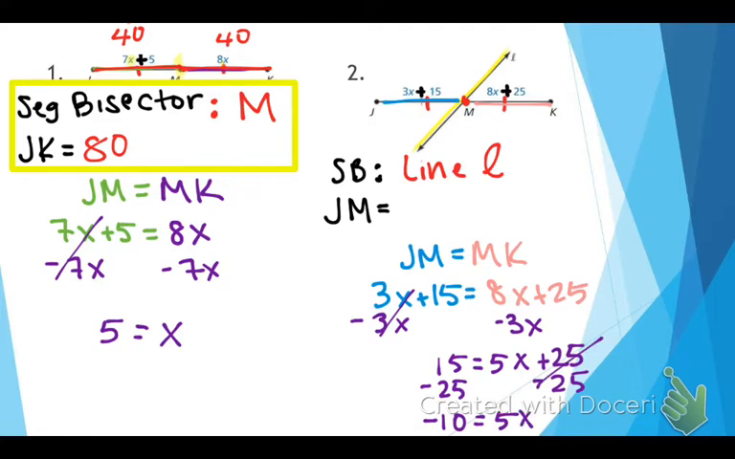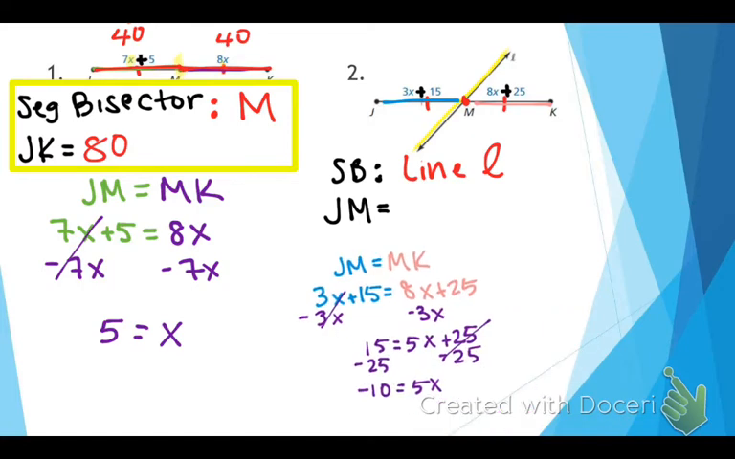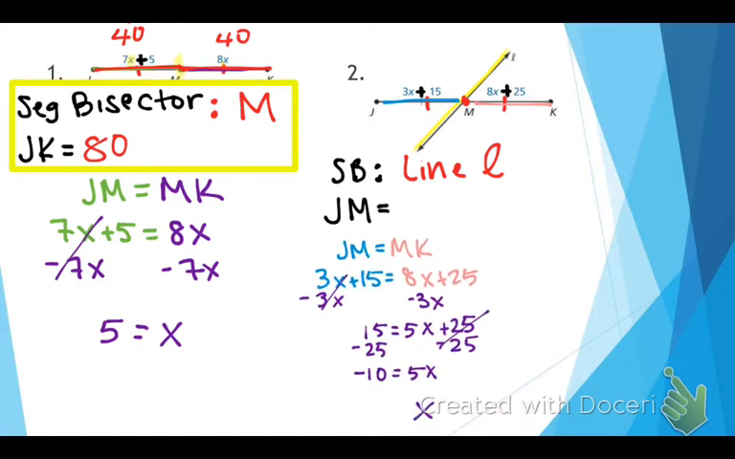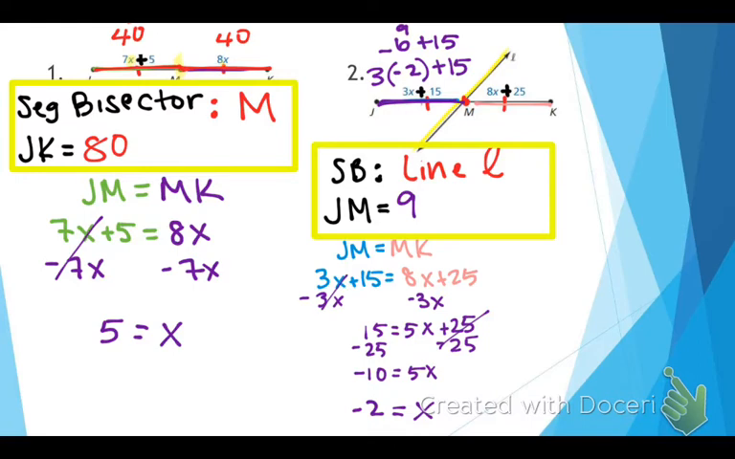So what am I going to do? Divide by 5. And then x equals negative 2. Can my x be negative? Yes, it can. My length cannot be negative. So when I plug it back in up here, because I want the length of JM, which is this one, 3 times negative 2 plus 15. What's 3 times negative 2? Negative 6. Plus 15 is 9. So the length of JM is 9. Again, a way that you could check yourself is plug it on this side, and it should also equal 9.